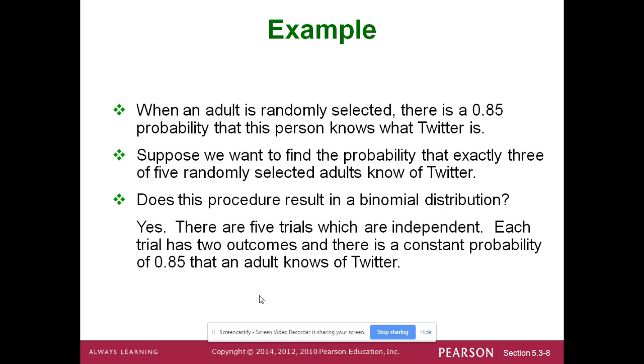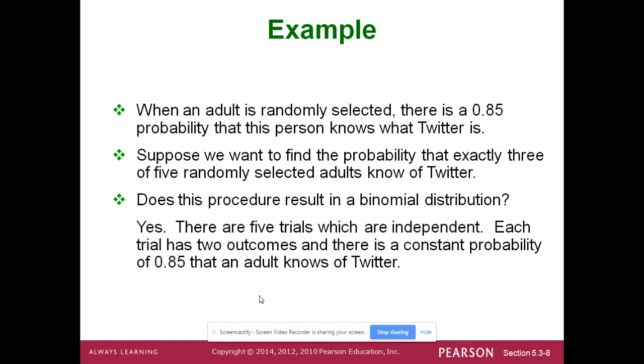So what are our rules for binomial distribution? Got to have a set number of trials. How many trials are in this example? 5. Okay. We have to have a number of successes. 3 successes. We have to have a probability of success. Probability 0.85. There's a probability of failure. It's 0.15, right? So that's the same for each person, each adult that I asked, according to our data.